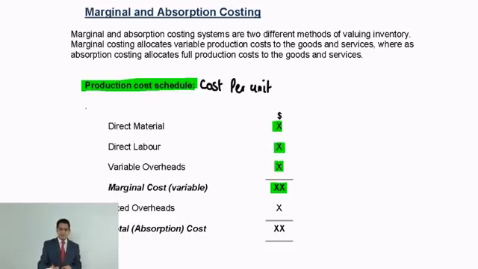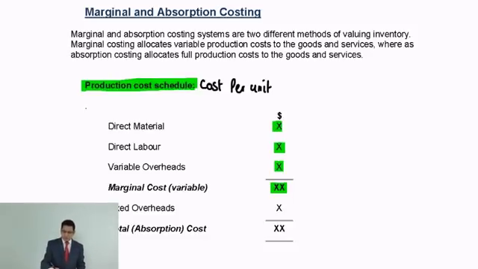And the meaning of variable cost is the cost which fluctuates with the volume of activity. If we produce more, we need more material. If we produce more, we need more working hours. If we produce more, we need more electricity and power. And vice versa, if we produce less, we need less. So that's the definition of variable cost, which changes or fluctuates with the volume of activity.